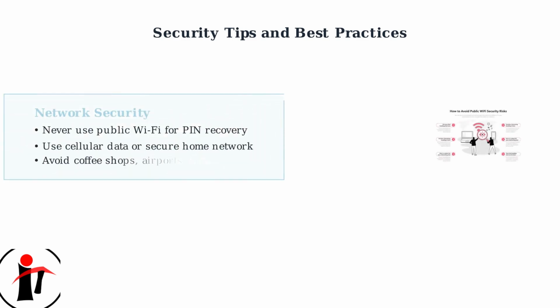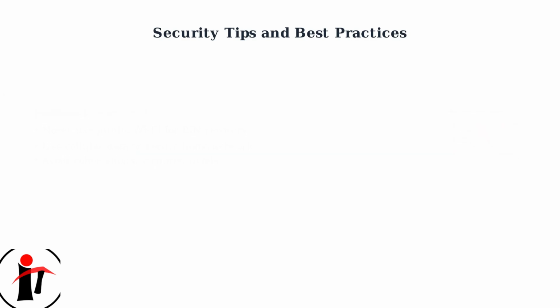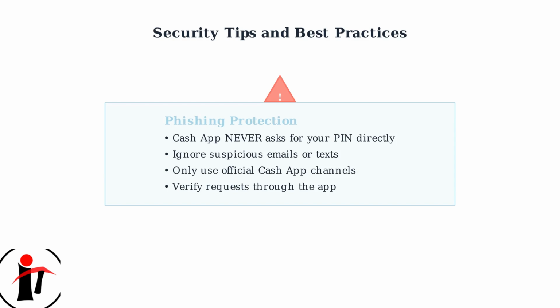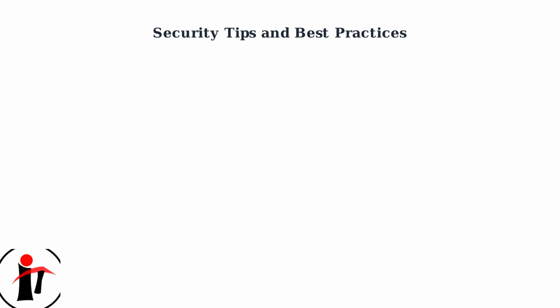First and most important, always use secure networks when resetting your PIN. Public Wi-Fi networks are vulnerable to hackers who can intercept your data during the recovery process. Be extremely cautious of phishing attempts. Scammers often impersonate Cash App support to steal your information. Remember, Cash App will never ask for your PIN directly through email, text, or phone calls.